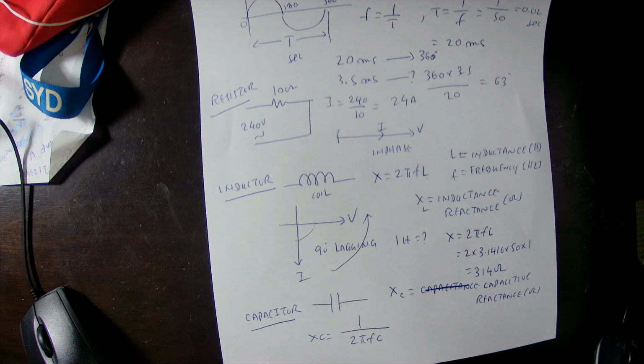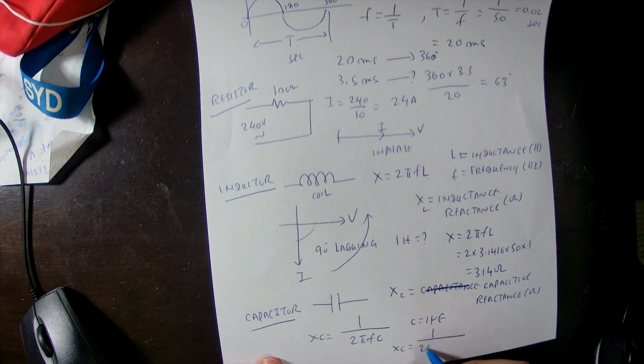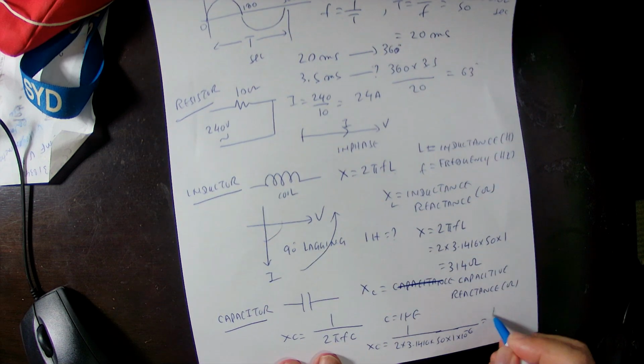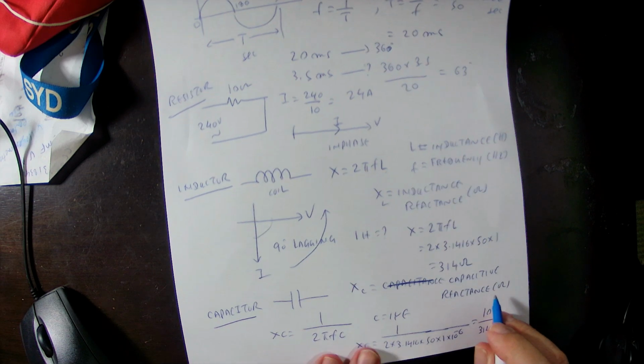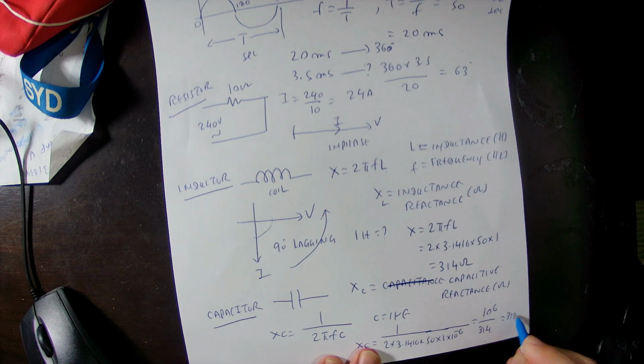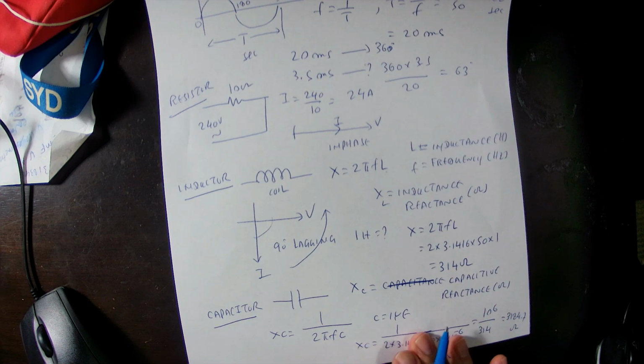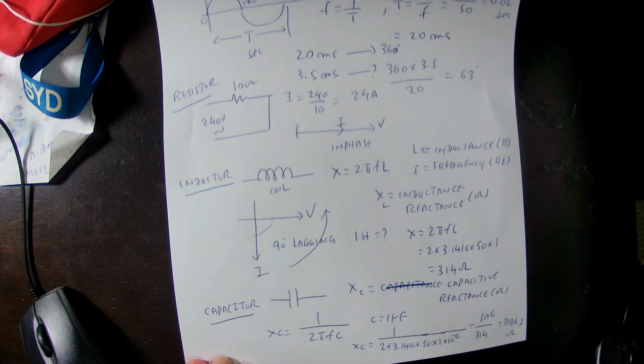F is the frequency, C is the capacitor value. For example, capacitor C is 1 microfarad. We need to calculate the capacitive reactance. In this case, XC is 1 divided by 2 pi, which is 3.1416, frequency 50, capacitance 1 microfarad. 1 microfarad is 1 into 10 power minus 6. So that will be 10 power 6 divided by 314. So you get 3184.7 ohm. This is the capacitive reactance, 3184.7 ohm.